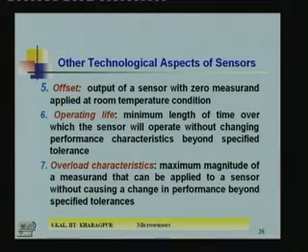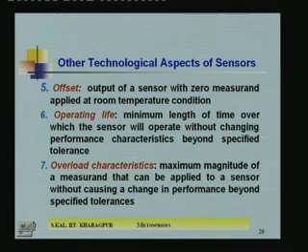Next is the overload characteristics. What does it mean? The maximum magnitude of a measurand that can be applied to a sensor without causing a change in performance beyond specified tolerance. So, it is the maximum magnitude of the measurand or stimulus the sensor can sense properly, that is the overload characteristics.